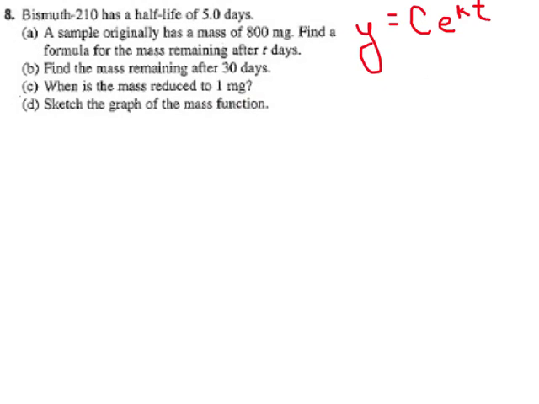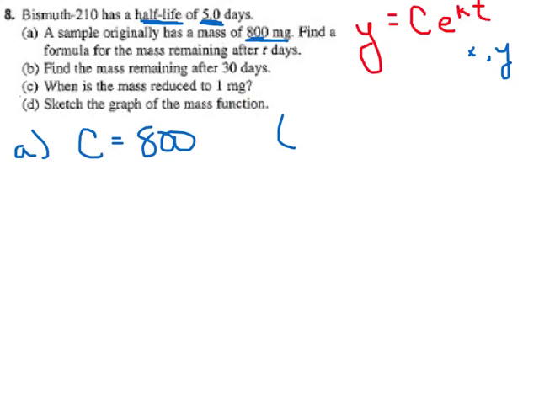Okay, so let's start with trying to figure out what kind of points we can use or what we can fill in. This says a sample originally has a mass of 800 milligrams. So already we don't even have to solve for c. c is 800 milligrams. I'm not going to put the units because when I put it in the equation it will look like a variable. Find a formula for the mass remaining after t days. Well, if your original amount is 800 and you have a half-life of 5 days, think about a point that we could come up with. Now, since normal points are x, y, where y is a function of x, then our points are going to be t, y.